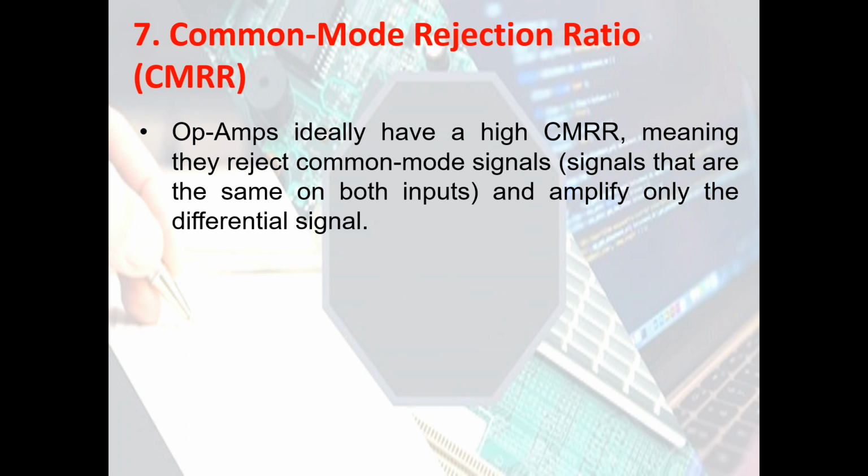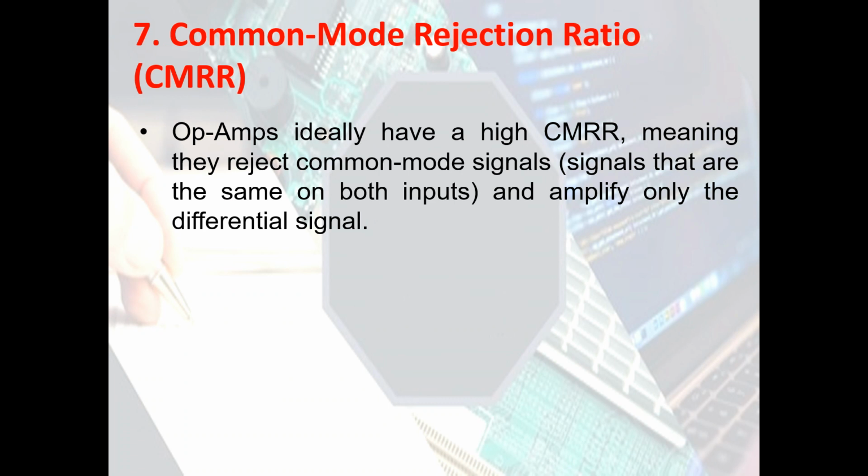The common mode rejection ratio, or CMRR, rejects common mode signals, or signals that are the same on both inputs, and amplifies only the differential signal. The primary purpose of CMRR is to quantify the amplifier's ability to reject common mode noise or interference that may be present in the system.